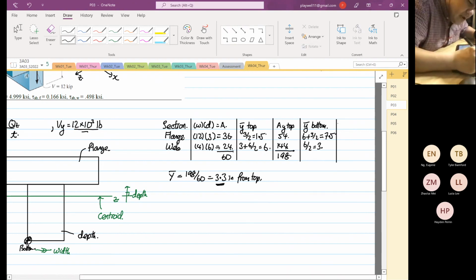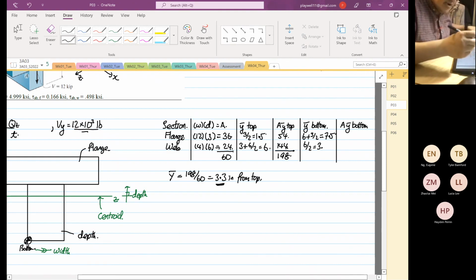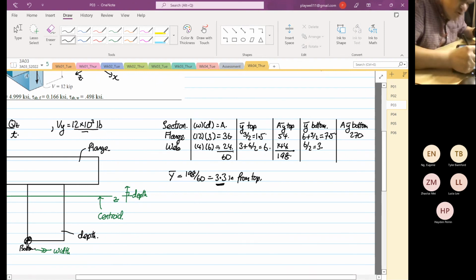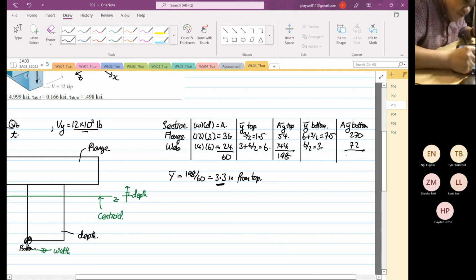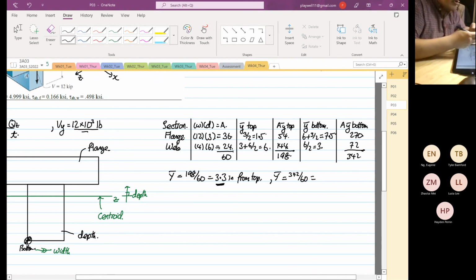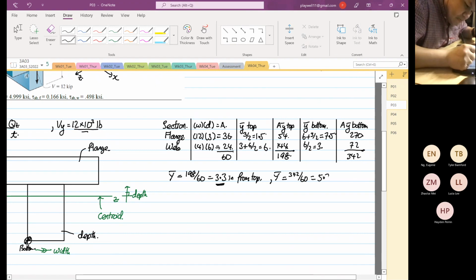Then you have your A y bar bottom. We started from the top, now we are doing bottom. So it's 36 times 7.5 is 270. And then 24 times 3, 72. Okay. And then you add together 270 plus 72 is equal to 342. So y bar from bottom is 342 divided by 60. Okay. So 342 divided by 60 is 5.7 from bottom.